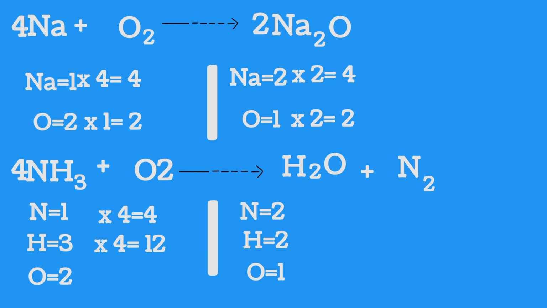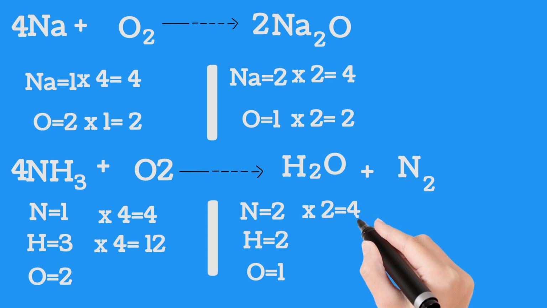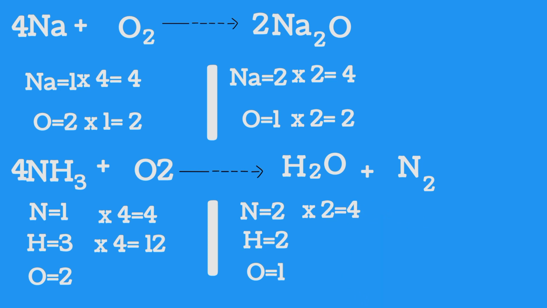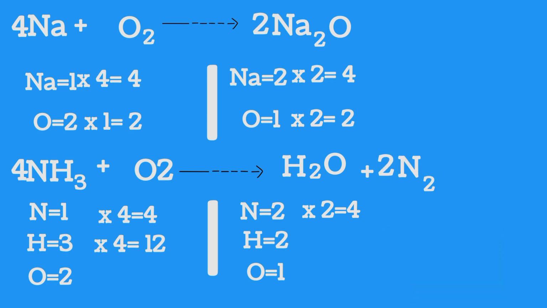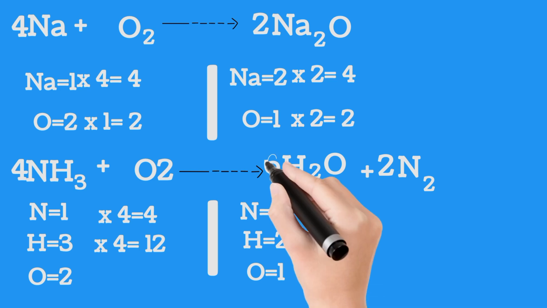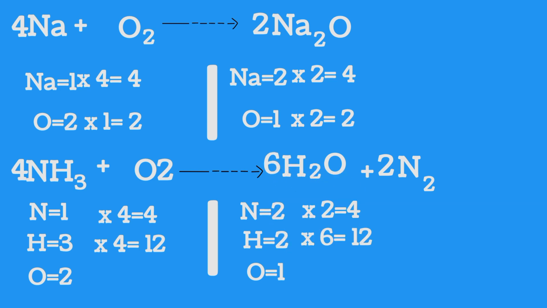And to balance this, we're going to have 2 times 2 will give you 4 atoms of nitrogen. So we'll put 2 in front of nitrogen, and that gives us the 4 atoms of nitrogen. Now hydrogen is 12 on the left. If you multiply the right by 6, you get the 12 atoms. So 6 moles now in front of water will give us 12 atoms of hydrogen, because 6 times 2 is 12.